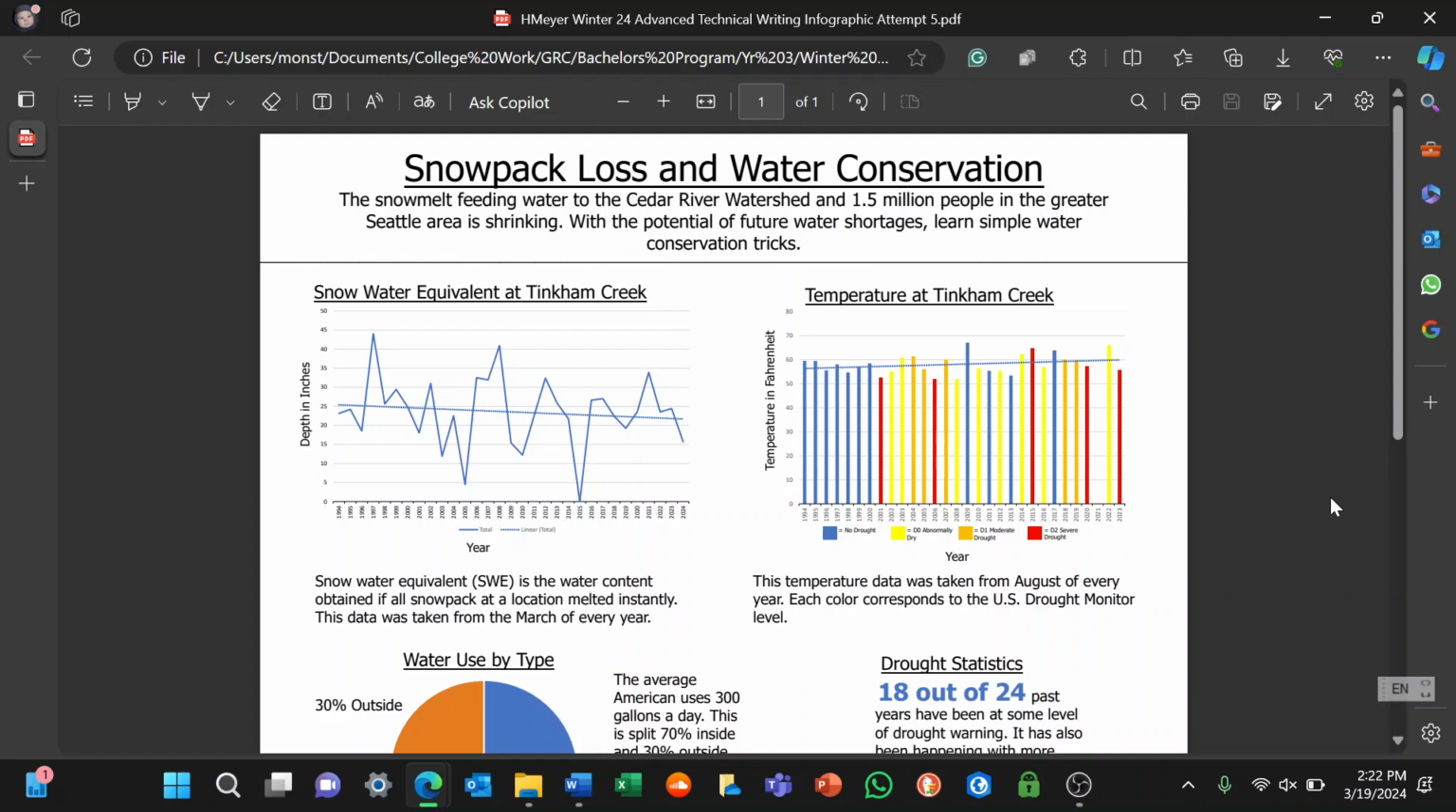Hello everyone, and thank you for being here as I walk you through the decisions I made while creating my infographic. My topic is snowpack loss and water conservation.